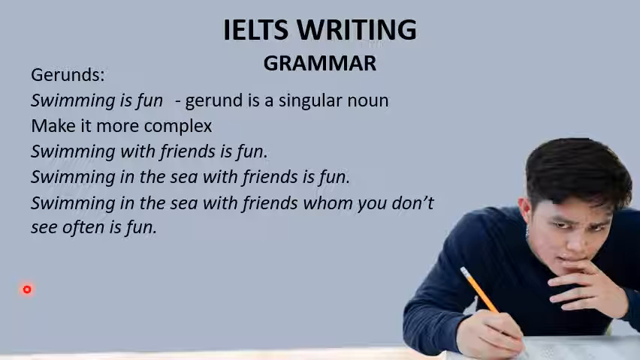Here's one that's more complex. Swimming in the sea with friends whom you don't see often is fun. So we've added here a relative clause, an object relative clause, but still this action with these friends is fun. So if you add a relative clause, for example, to the gerund, then that makes it more complex, and that will get you more points in IELTS writing.